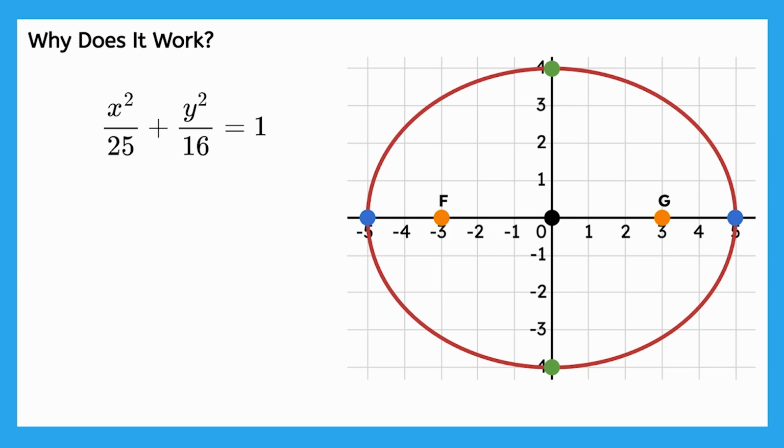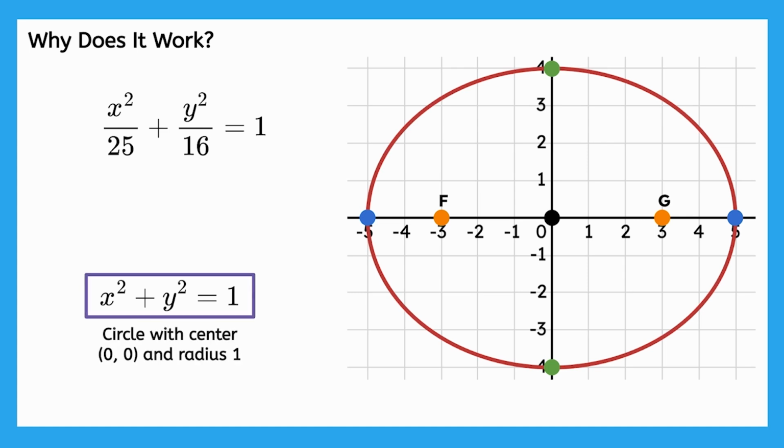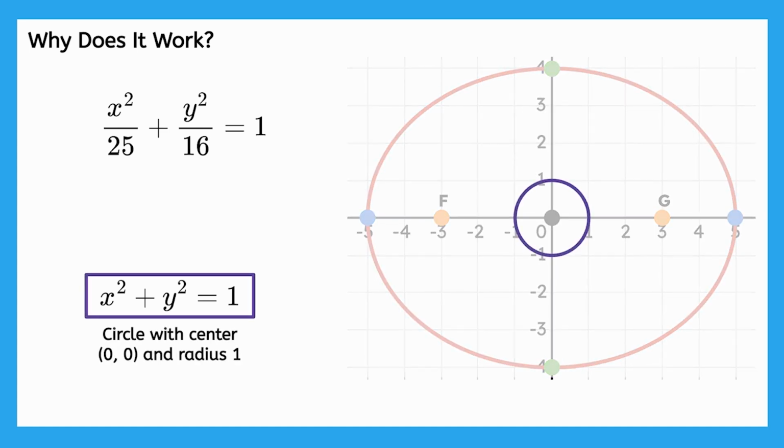Why does this equation work? Did you notice this equation looks a bit similar to that of another conic section? Picture taking away those denominators, leaving only x squared plus y squared equals 1. What shape do we get? That's just a circle, centered at the origin and with radius 1. How are those fractions turning this circle into an ellipse?